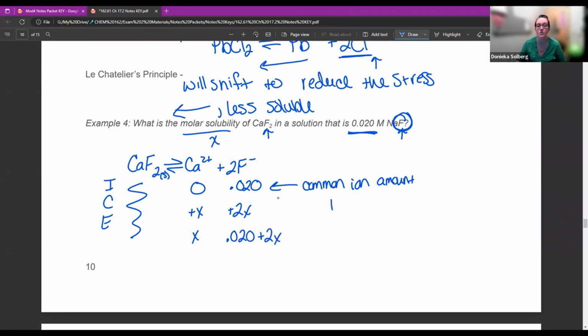Okay, so if I were to write my K expression for this, it's going to be X times (0.020 plus 2X) squared. Now, this algebra looks a little bit more complicated, right? Now, I have Ksp from that previous problem, from example number 1, it was 3.4 times 10 to the negative 11th. Okay, so I have that.